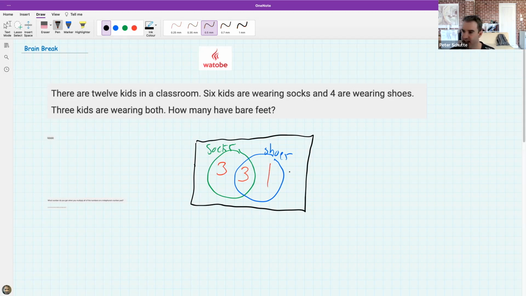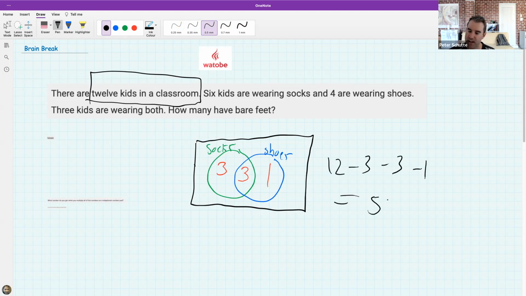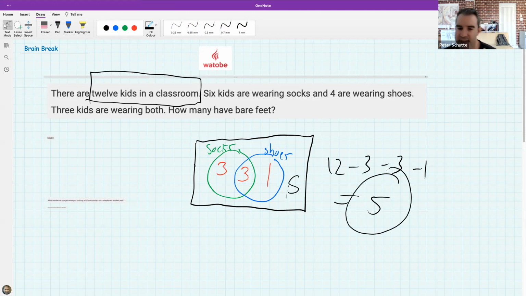And so then in total, how many students were there? There were 12 kids in a classroom. So I go 12 minus 3 minus 3 minus 1, and my final answer is 5. So there are 5 students that are barefoot.